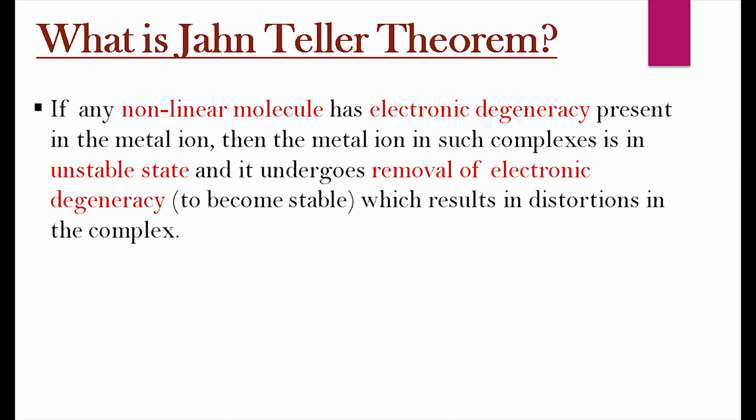Now let's conclude what the Jahn Teller theorem is. If any non-linear molecule has electronic degeneracy present in the metal ions, then the metal ion in such complexes is in an unstable state and it undergoes removal of electronic degeneracy to become stable, which results in distortions in the complex.